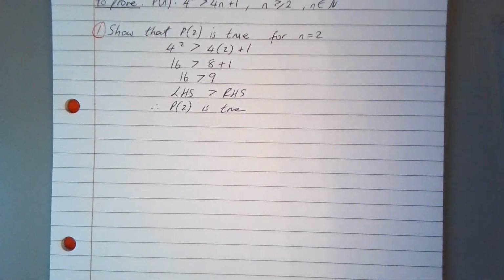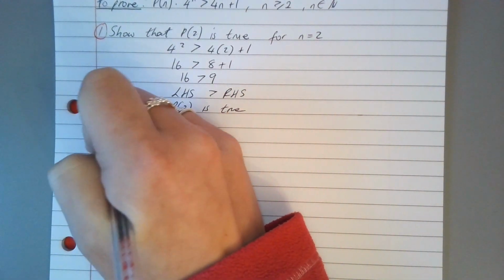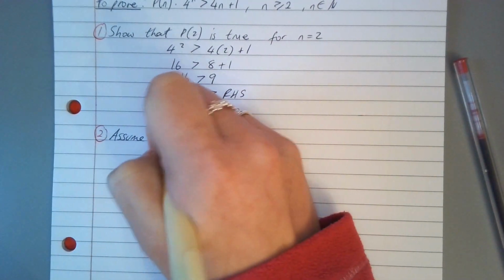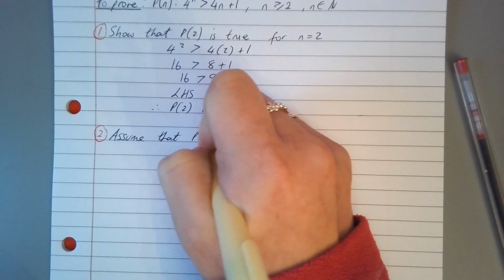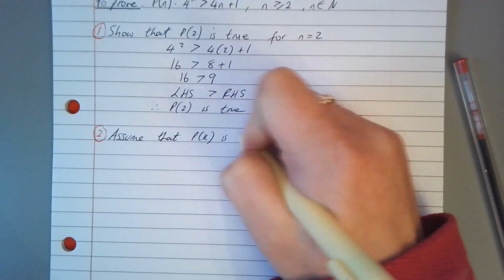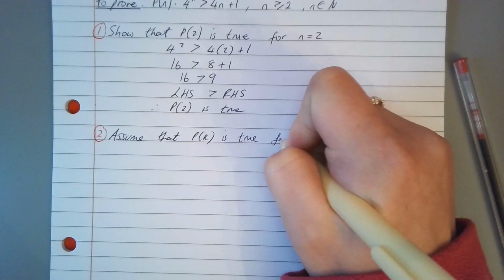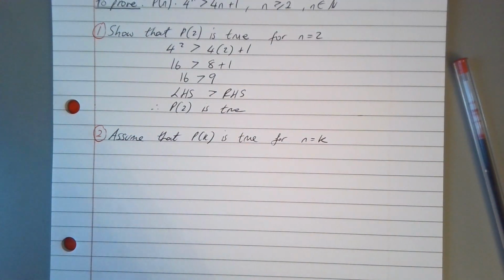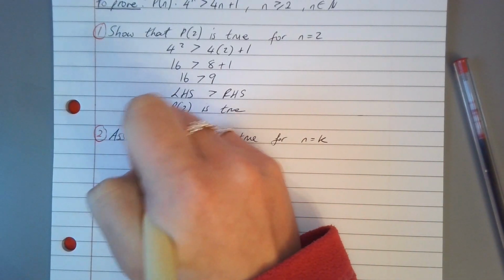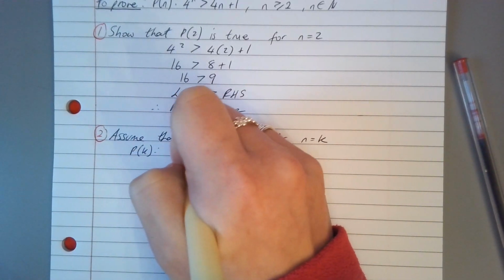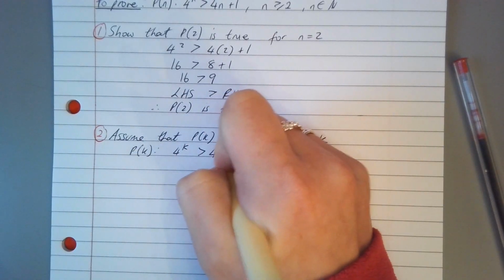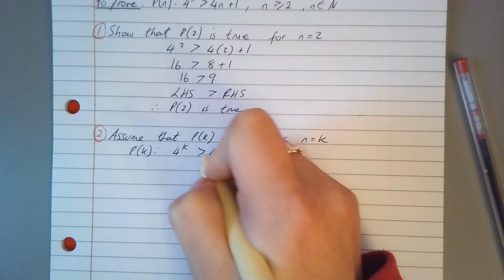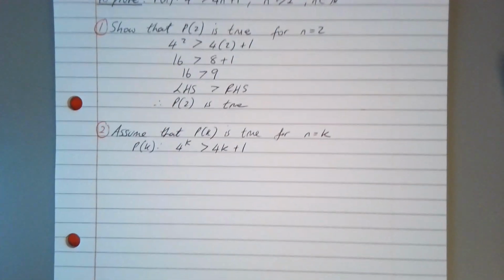Okay, and we'll go to step 2, and we assume that PK, proposition k, is true for n equals k, and we're going to sub k in then for the n part. So Pk is 4 to the power of k greater than 4 times k plus 1. That's our first thing. We can't do anything more about that at the moment, and we'll go to the third step.